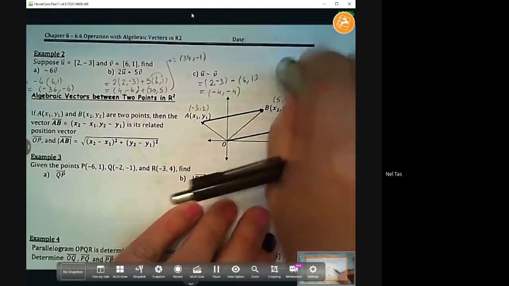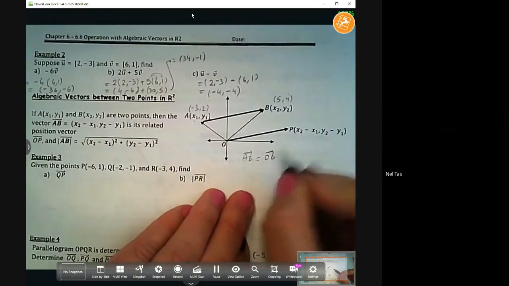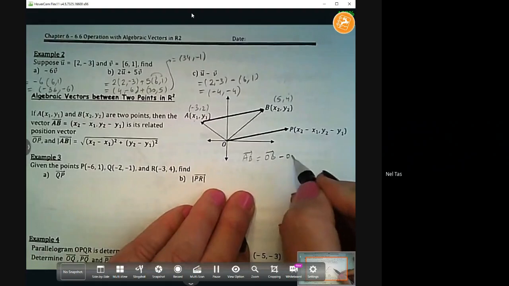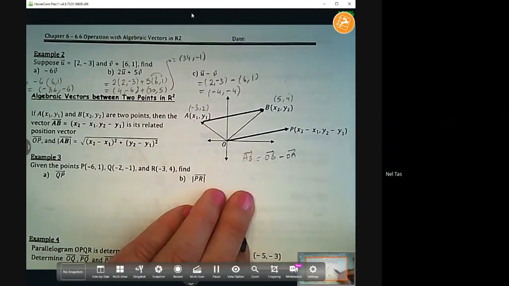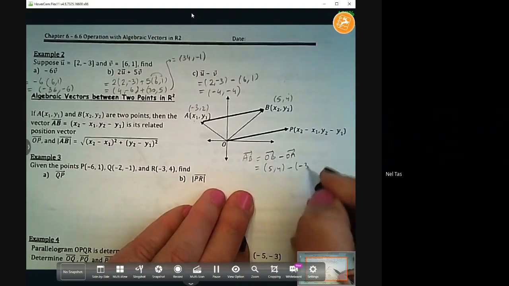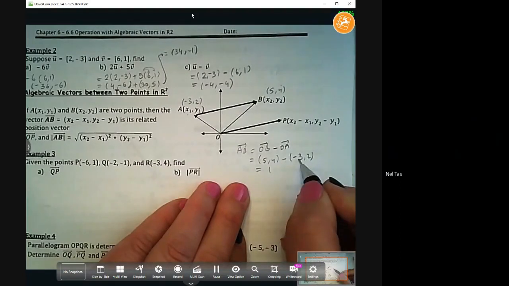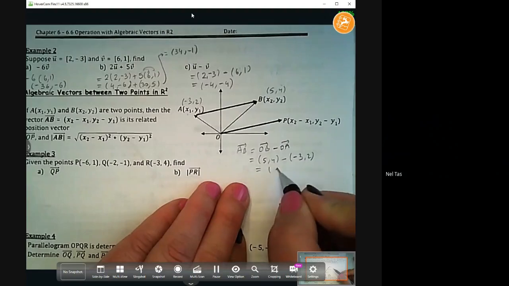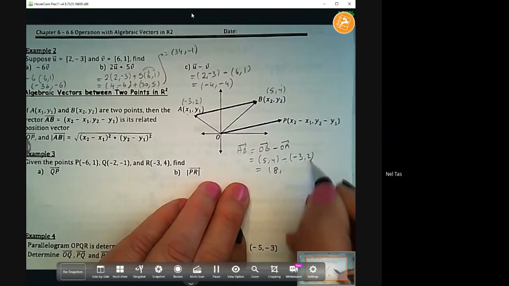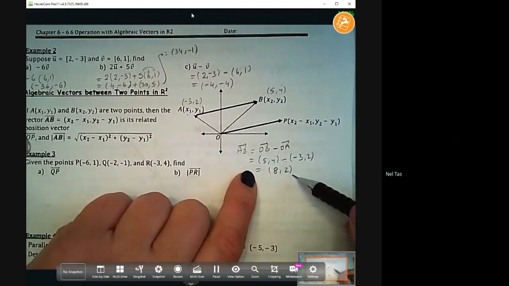Let me do it here. To get vector AB, you take vector OB and subtract vector OA from that. So (5, 4) minus (-3, 2). That gives you 5 minus negative 3, so 5 plus 3, 8. And 4 minus 2 is 2. As you see, you get vector AB as a position vector.